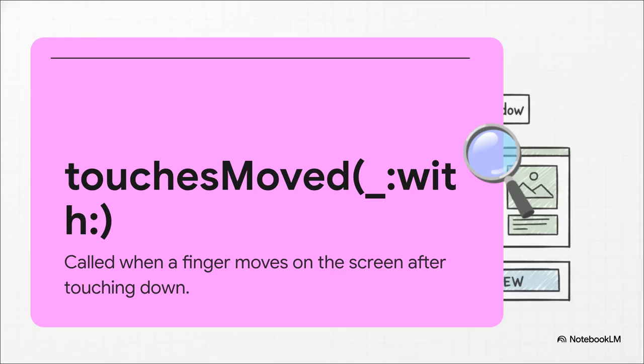As long as that finger is dragging or dancing across the screen, this method, touchesMoved, is being called over and over and over again. It's like a constant drumbeat. It's giving you a nonstop stream of data, a real-time feed of the finger's every single move.